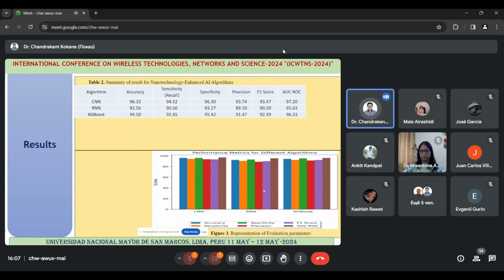So here, if we are going to consider the F1 score, as it is ranging from 0 to 1, on the scale of 0 to 1, we are getting 93.41% F1 score, and by RNN we are getting 90.20, and XGBoost is having 92.49.